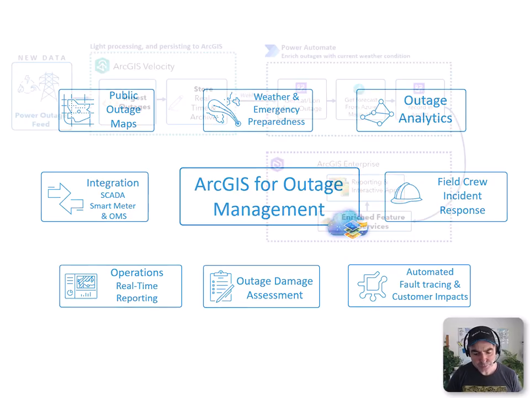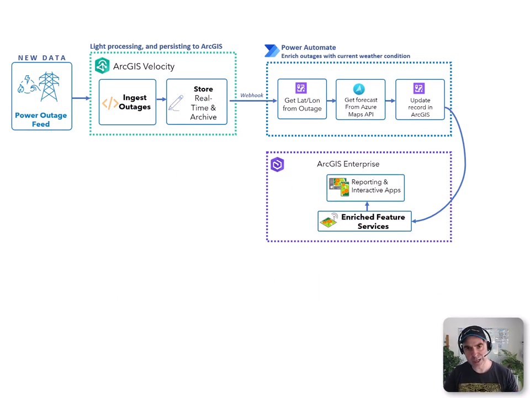In this example, what we're going to be doing is connecting to an outage API, using ArcGIS Velocity to simply connect to that and persist it to disk, and then using ArcGIS connector for Microsoft Power Automate to enrich that record with additional information by bouncing off of a weather API to get the current weather observations at the time of that outage appended into the record.